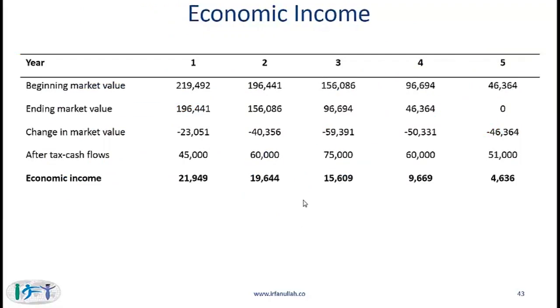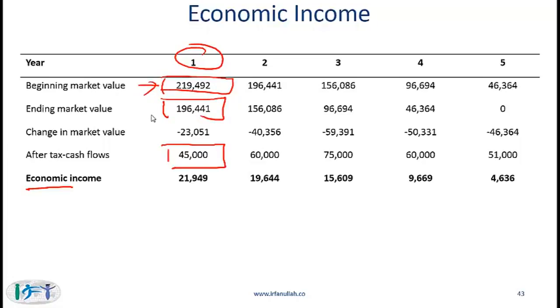This is a scenario from the curriculum which has somewhat complicated numbers, but the concept is exactly what I talked about. What is the economic income for year 1? How do you do this? You look at the after-tax cash flows and you look at the change in market value. So this is the beginning market value, end market value. Market value went down by 23,051. So how do you come up with this economic income? It's the cash flow minus this number. So bottom line, what is economic income? It is the cash flow, and then you adjust that cash flow based on the change in economic value of the project.